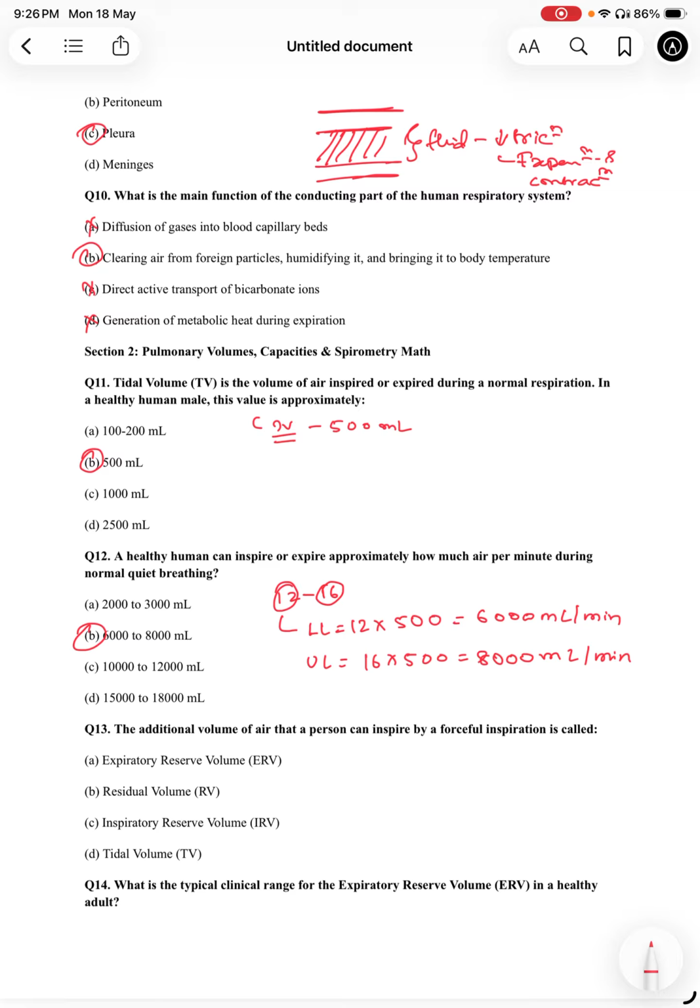The additional volume of air that a person can inspire by forceful inspiration is called what? See, there's this 2500 to 3000 ml of air that remains, the additional volume that a person can inspire even after taking the normal inspiration. This extra 2500 to 3000 ml is called inspiratory reserve volume.